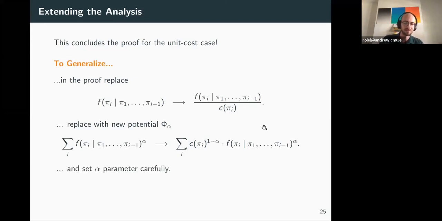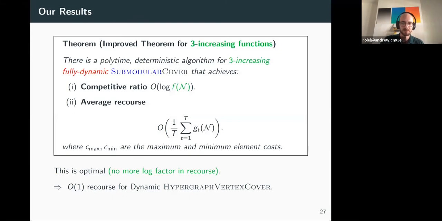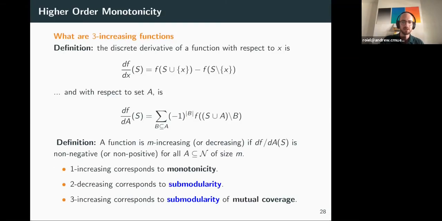But I don't really have time to talk about this. So the takeaway here is that there is a way to generalize. It's a little bit more complicated, and it loses this extra log C max over C min factor in the recourse. That's it. I don't think I have too much time to talk about this. Maybe catch me later and I'll describe to you what 3 increasing functions are.